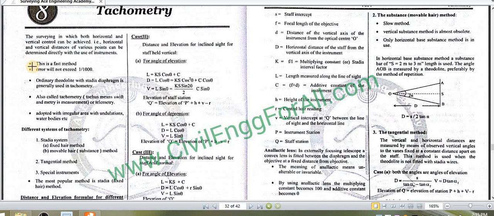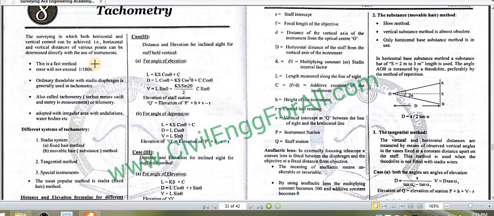This is a very fast method, because the chaining operation is completely eliminated. You don't have to measure any distance with the help of a chain. The error will not exceed 1/1000. This is one of the important points. Okay, that the error will not exceed 1/100.